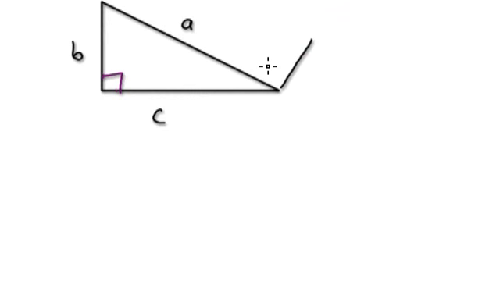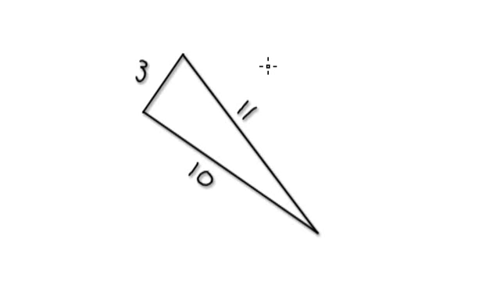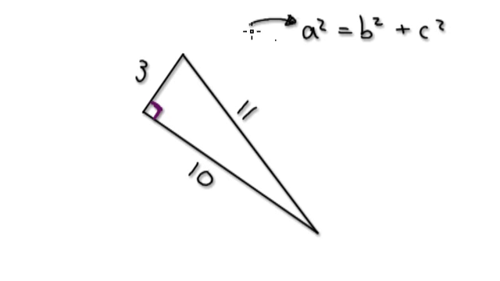Okay, so if someone gives you a triangle like this, you can test to see if it's a right angle triangle, or you can test to see if this is a right angle or not. Here, to test it, you would do this. Hang on, a squared equals b squared plus c squared. Well, substitute the hypotenuse into here. So the hypotenuse is the longest side.